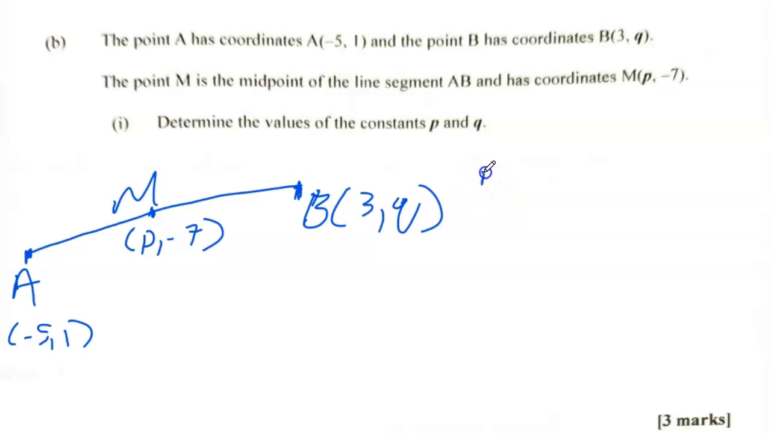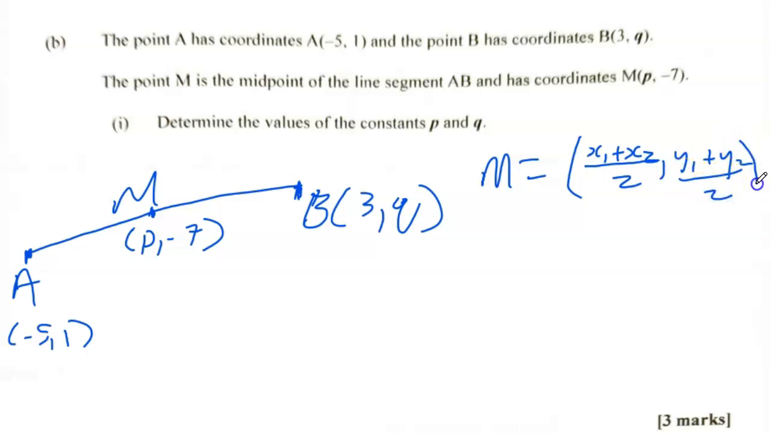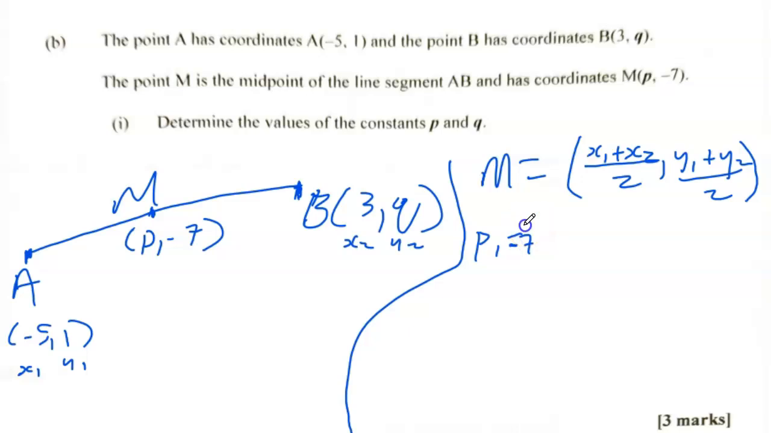Now we know the formula for the midpoint. The midpoint is x1 plus x2, the two x values, divided by 2, that's the x coordinate of the midpoint, and for the y coordinate we add the two y values of the endpoints and divide by 2. So let's call A x1, y1, and B x2, y2. We know the midpoint M is p, negative 7, so I'm going to replace M with p, negative 7.